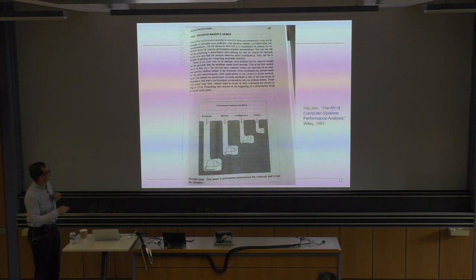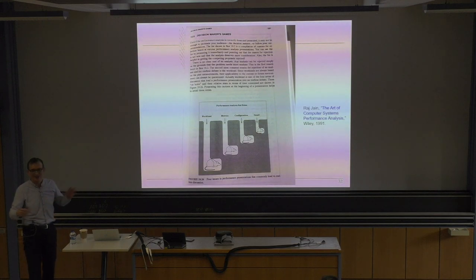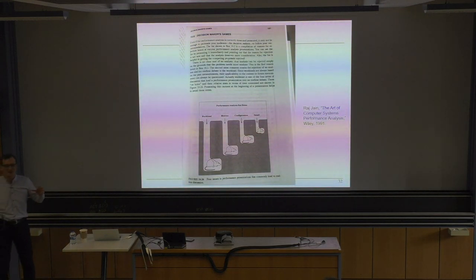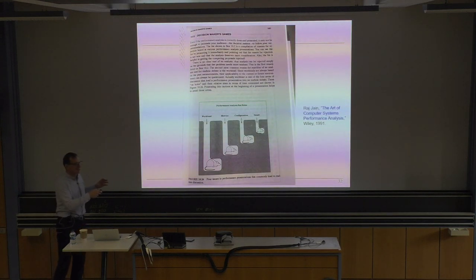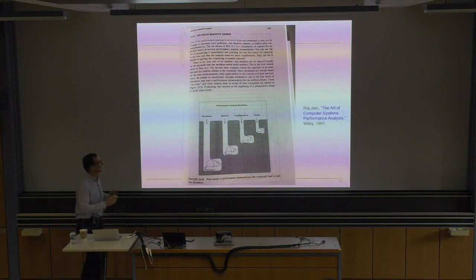And I like this one, for example. This is a page from the book that I use a lot. This page shows that you can run into a lot of rat holes whenever you present a new idea to someone who is a decision maker. You can see that the title of this page is Decision Makers' Games. So you present an idea, an analysis. Actually, in this case, they talk about performance analysis, which I think is similar to an idea in the end.